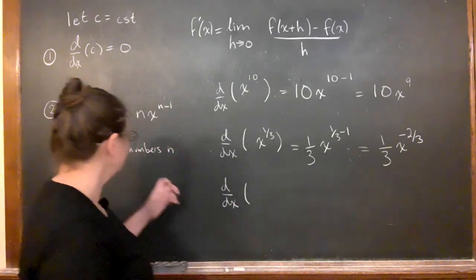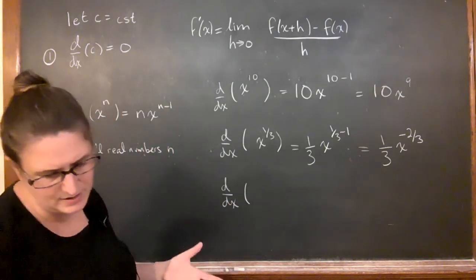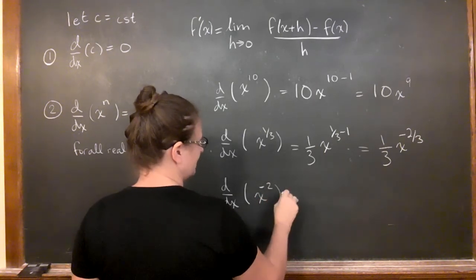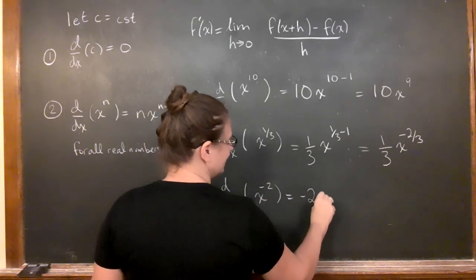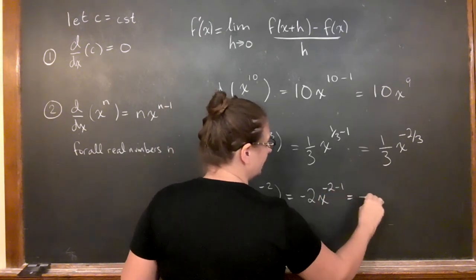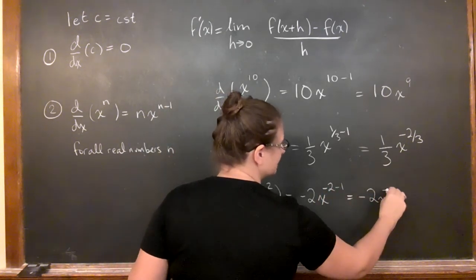In fact, even if the exponent is negative, you can do this. I have the derivative of x to the minus 2. I'm going to get minus 2 x to the minus 2 minus 1, so I have minus 2x to the minus 3.